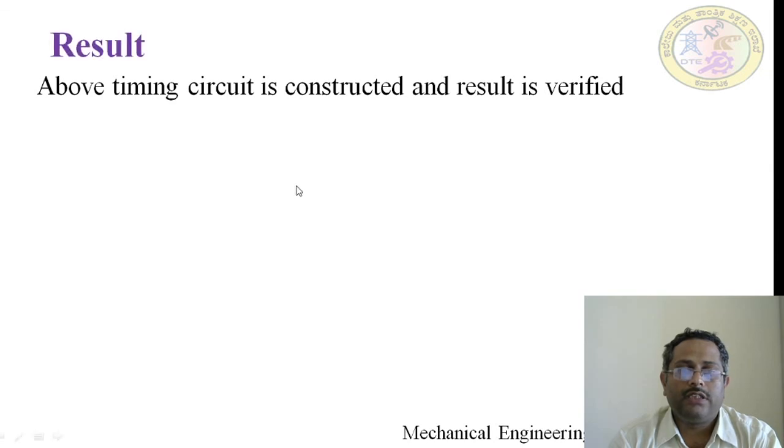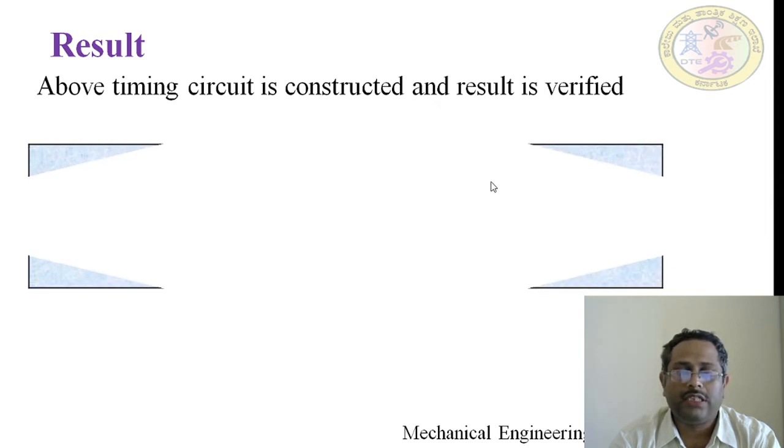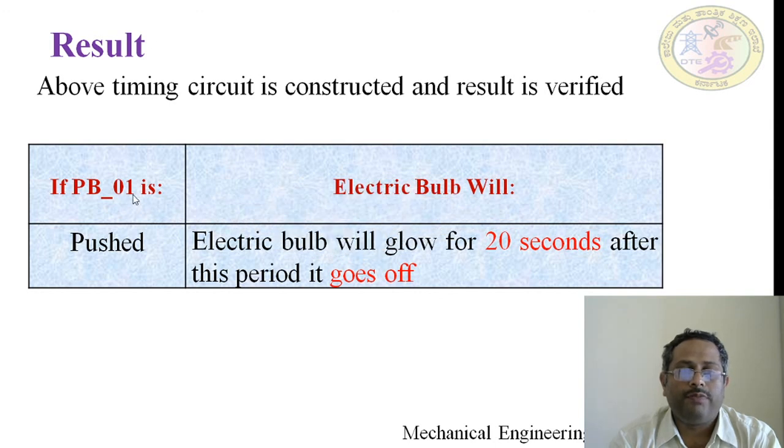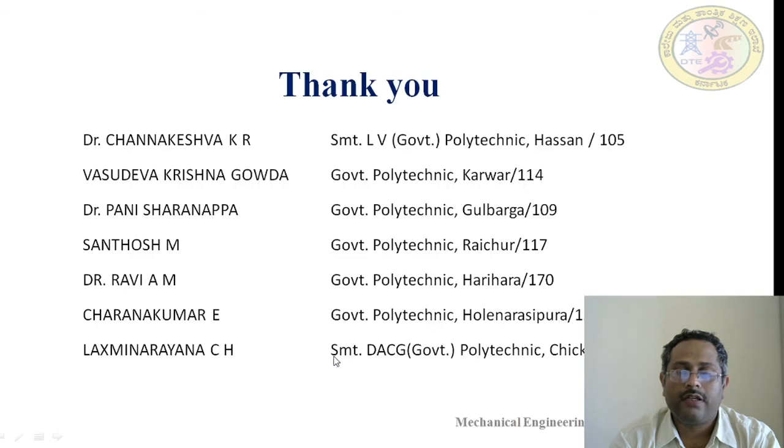Next we will see the result of this experiment. The result is: the above timing circuit is constructed using ladder programming and the result is verified in the PLC. If push button 1 is pushed, the electric bulb will glow for 20 seconds and after this period it goes off. This is the result. Thank you.